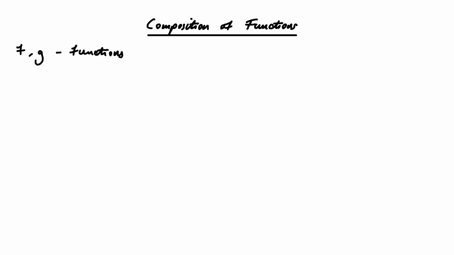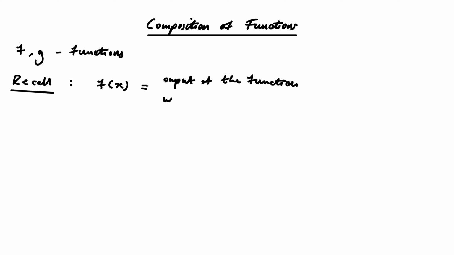Let's just recall what the notation means. When we write down f of x, what that really means is the output of the function when the input is the number x. So this is a number. This is the output of the function when the input is the number x.